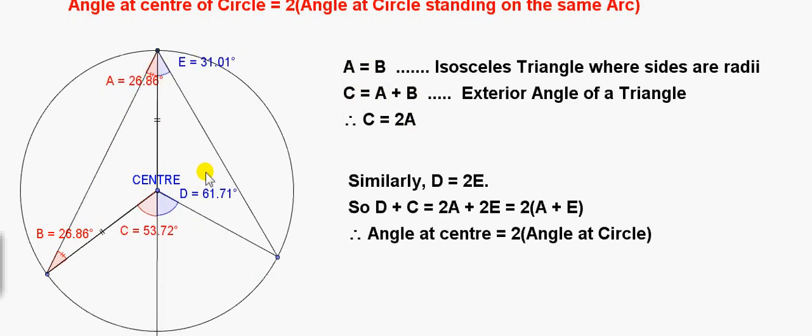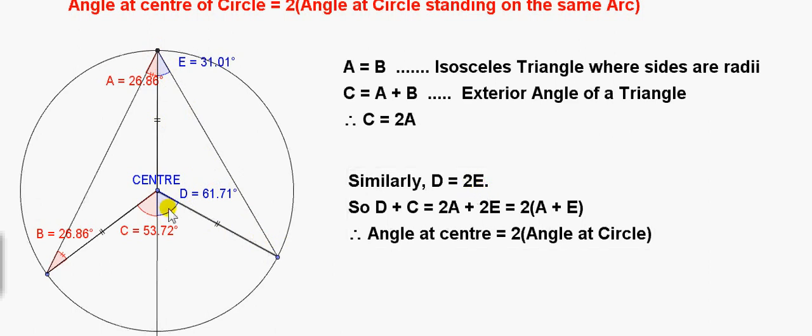Now in exactly the same way we could look at this second triangle here. This second triangle is also an isosceles triangle. The distance of the center to this point is equal to the distance of the center to this point here. So that means that the base angles, or the angles opposite the equal sides of this isosceles triangle, are equal. And of course the exterior angle, which is this angle here that I'm calling D, is the sum of the 2 interior and opposite angles. So we will end up showing that this angle D is twice angle E. So D equals 2E.